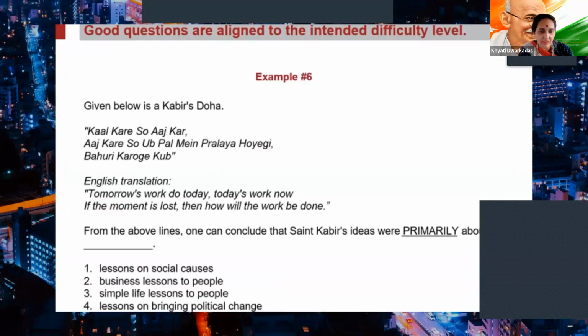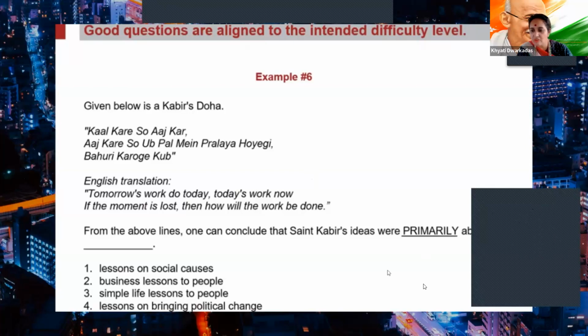Now look at example 6 here. There is a doha of Kabir: काल करे सो आज कर, आज करे सो अब, पल में प्रलय होएगी, बहुरी करोगे कब. From the above lines, one can conclude that Kabir's ideas were primarily about dash. So what is our conclusion now? Is it a good question or a bad question? Pooja, why is it a bad question? Kabir ke dohe, they study in Hindi in a lower grade, grade 8 or 9.